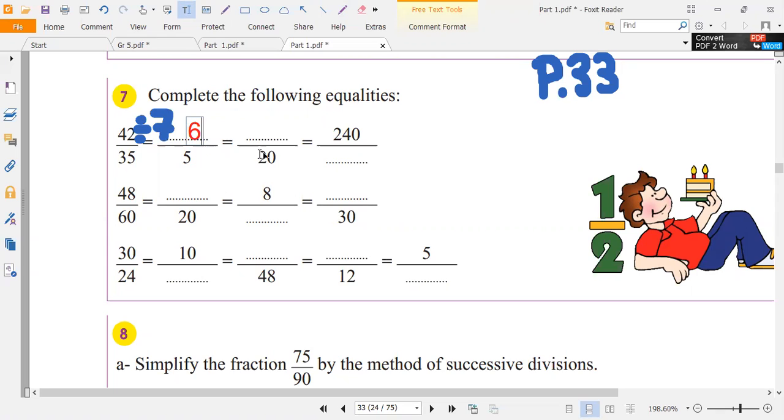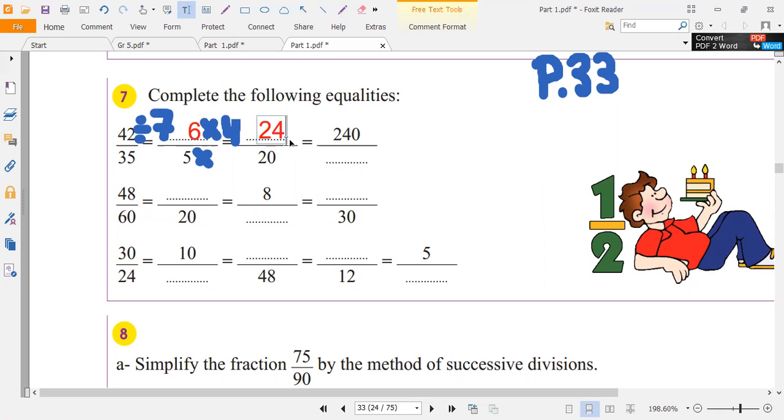Now 5 becomes 20. It becomes bigger. So we multiply the fraction by 4 because 5 times 4 is equal to 20. So here we have to multiply the 6 by 4. 6 times 4 is equal to 24.